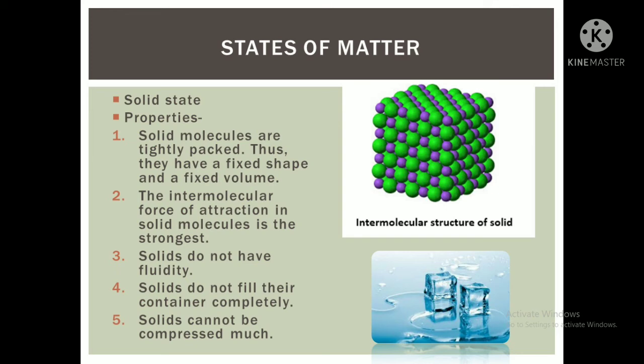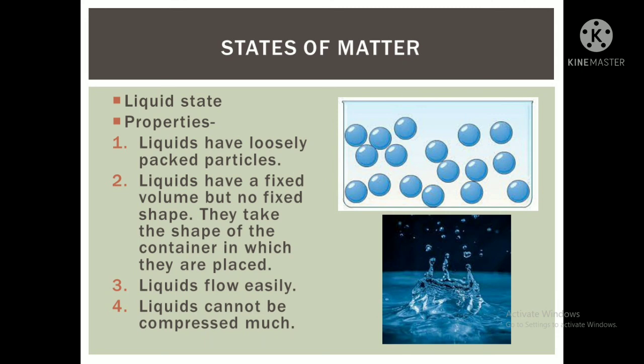Next we will study liquid properties. Liquids have loosely packed particles. They will flow. Liquids have a fixed volume but no fixed shape. They will take the shape of the container in which they are placed. Liquids flow easily, and liquids cannot be compressed. This is the second state of matter we have studied.